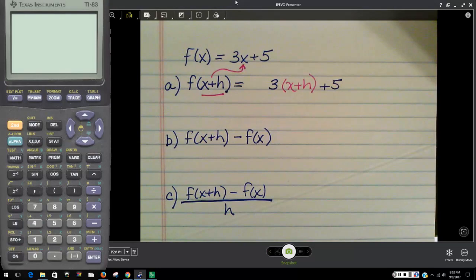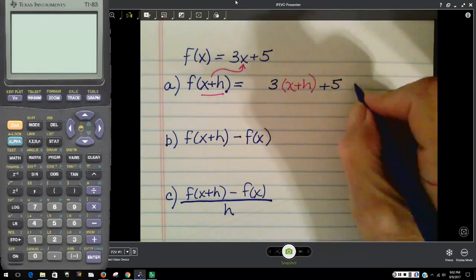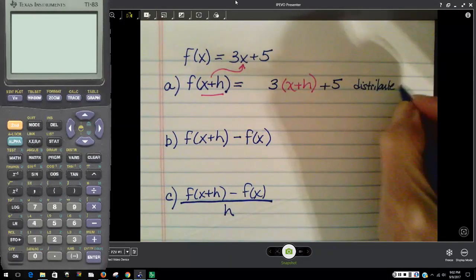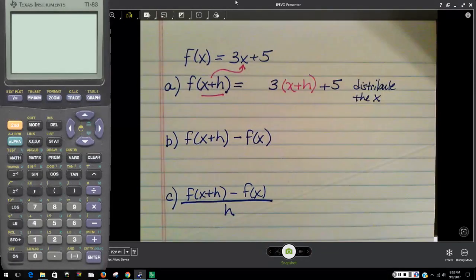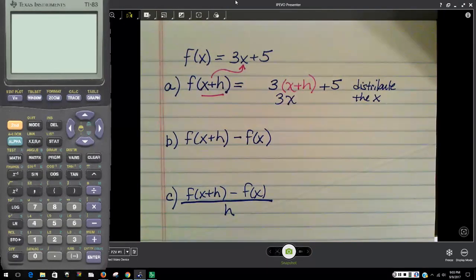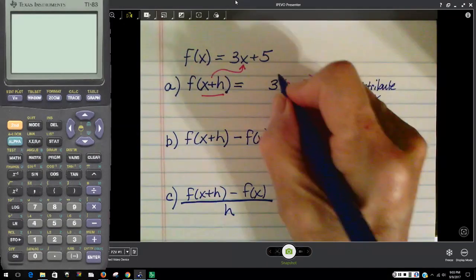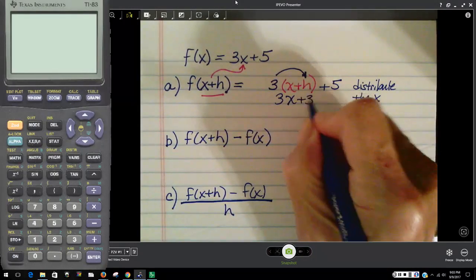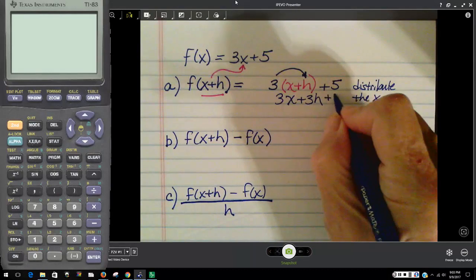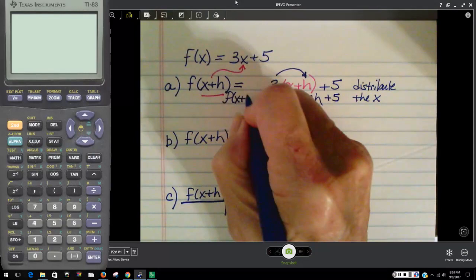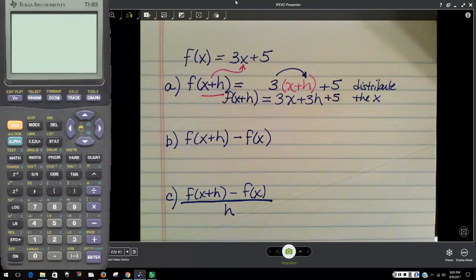And then we're going to use the distributive property to distribute the 3, by saying 3 times x is 3x, and 3 times h, remembering that you have to multiply both things inside the parentheses by the 3, is 3h, and then finally plus 5. So f of x plus h is equal to 3x plus 3h plus 5.